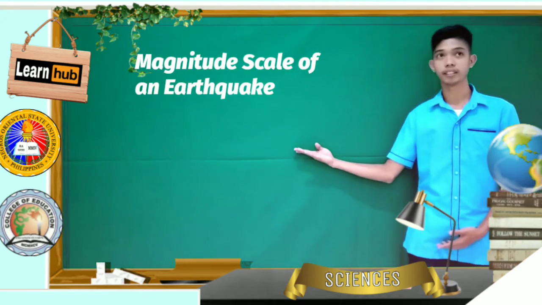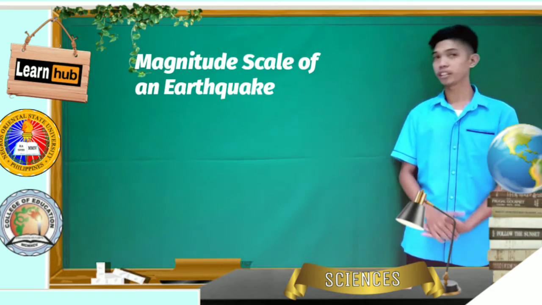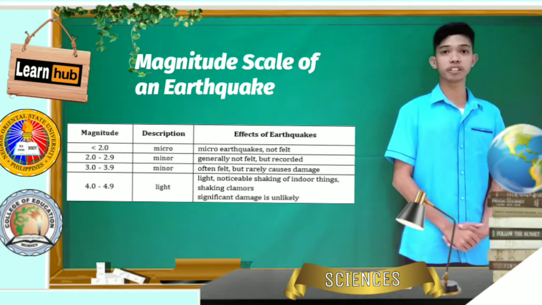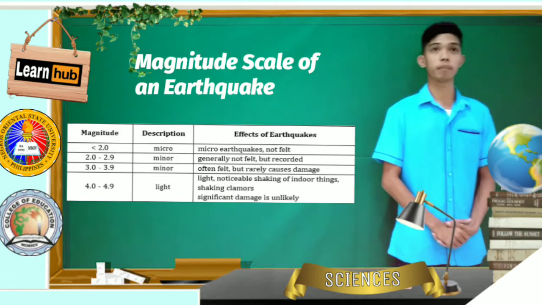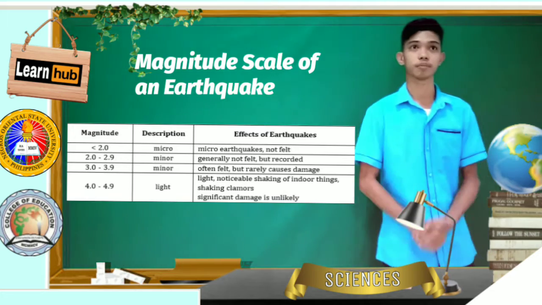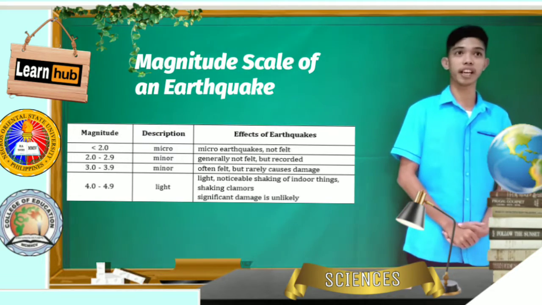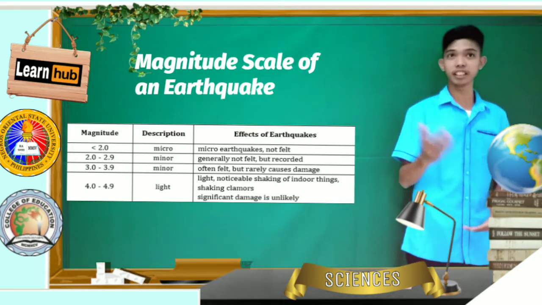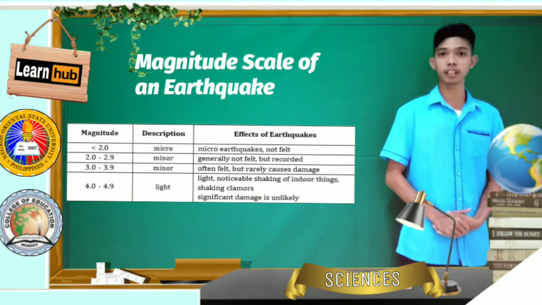So, table 1. Magnitude scale of an earthquake. Magnitude less than 2.0 is considered to be micro. Its effect is generally not felt. Magnitude 2.0 to 2.9 is considered to be minor. It is generally not felt but is recorded.